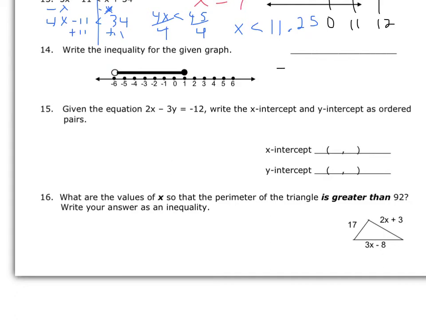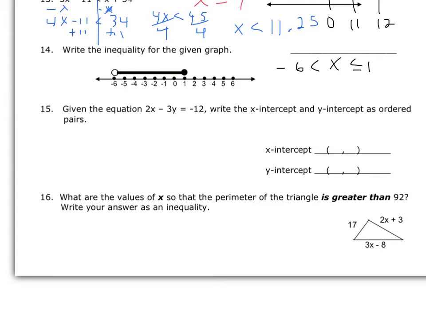So negative 6 is the least value, and we're going to use an open circle because it's not equal to whatever number we pick for x, so anything in between here. And then that number, x, whatever number it is, has to be less than or equal to 1. Okay, so less than or equal to 1. We're saying 1 is the highest number it can be, and negative 6 is the lowest it can be. So everything that I pick has to be between these two numbers.